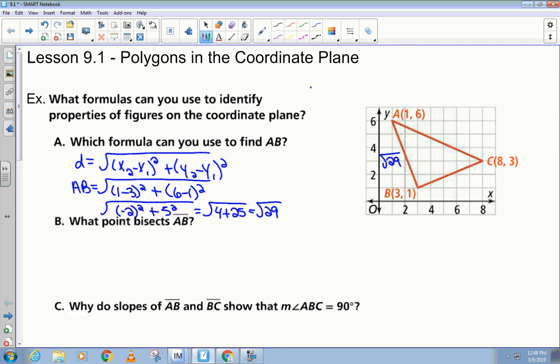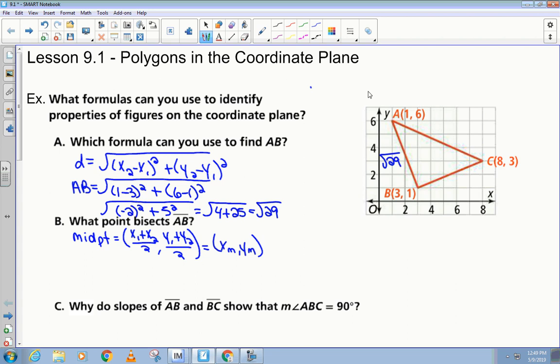Okay, what point bisects AB? What would you use? Because it's asking you what formula you would use. The midpoint, right? Midpoint tells you a location. It's a point. It's an ordered pair. It's equidistant to the two endpoints. All right? So for midpoint, it's like averaging the endpoints. So it's x1 plus x2 divided by 2, and y1 plus y2 divided by 2. And that gives you an x midpoint and a y midpoint.